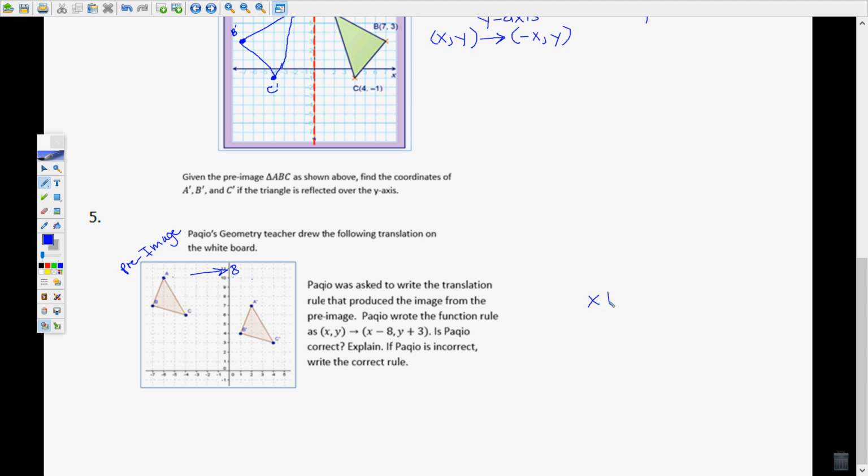So if I were to write that rule, it would be x plus 8. So already I see he's messed up right here. And then to go from A to A prime, I'm going down 1, 2, 3. So all he did was he switched his signs. So my rule should be: my original (x, y) now becomes (x plus 8, y minus 3).